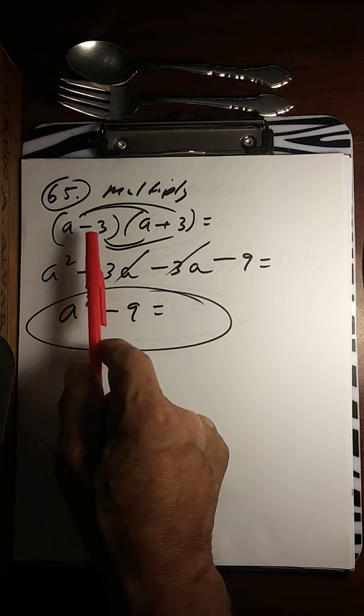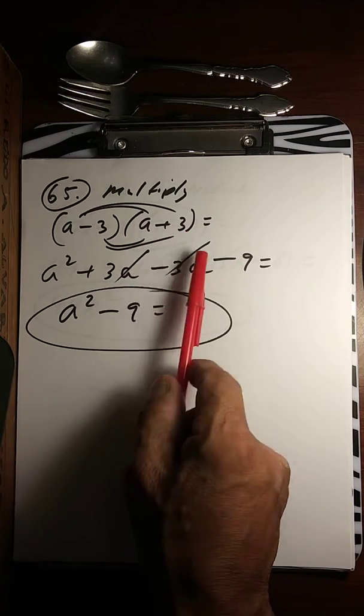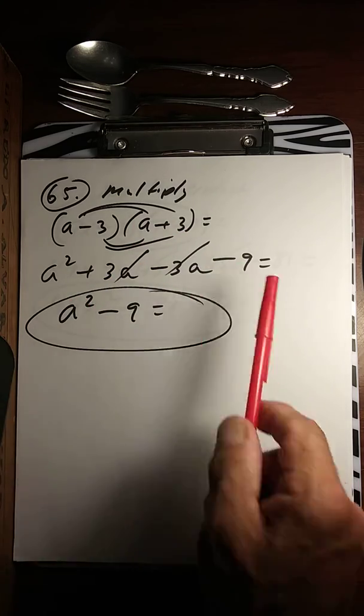A times a is a squared. And that's going to be 3a minus 3a and minus 9. So 3a minus 3a goes away. So we have a squared minus 9. That's it.